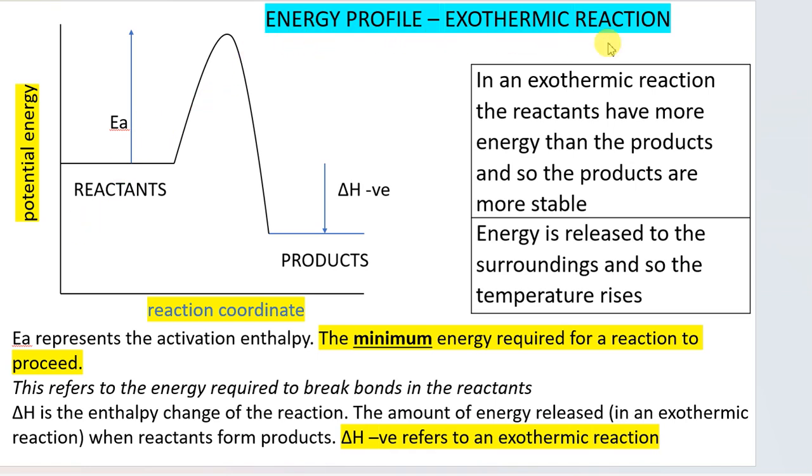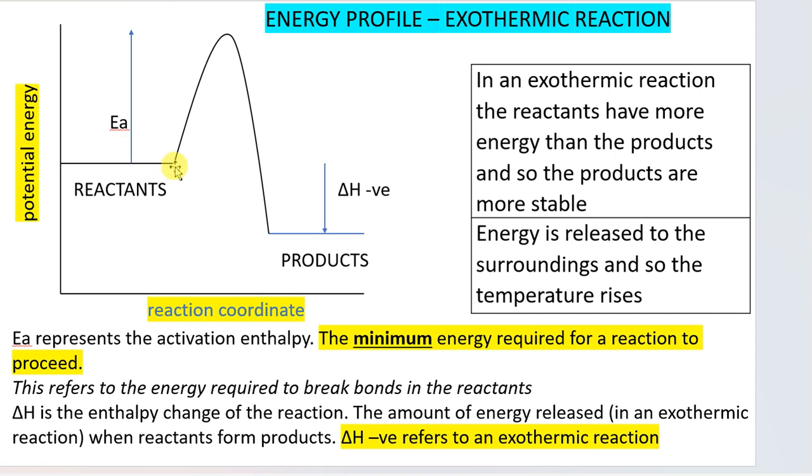Looking here, the energy profile for an exothermic reaction. I always look at the axes first when I look at graphs. I'm seeing my potential energy. I'm seeing my reaction coordinate. Reaction coordinate really could refer to time or the progress of a reaction, but this is what IB are using at the moment. Reactants have so much potential energy. That's in the forms of bonds in the reactant particles. Products have less in this case.